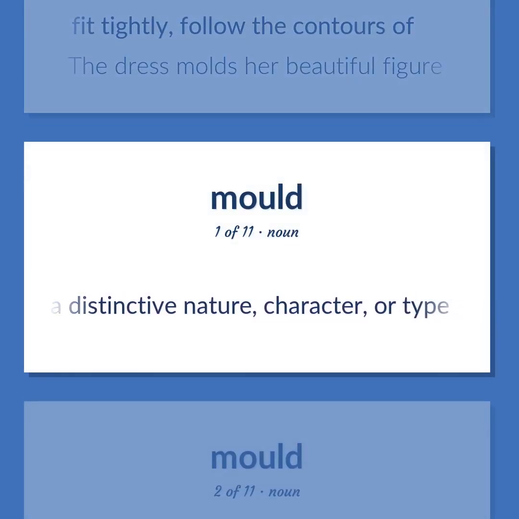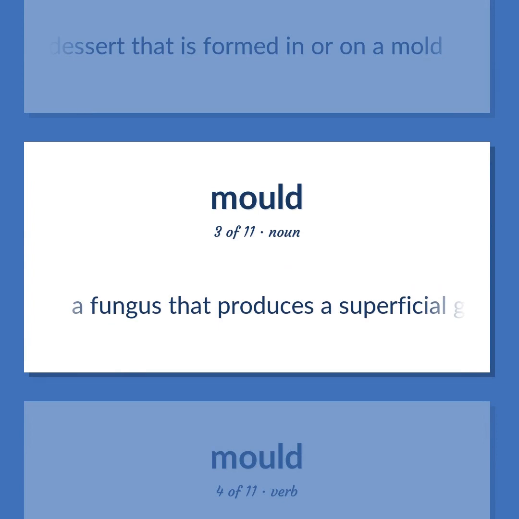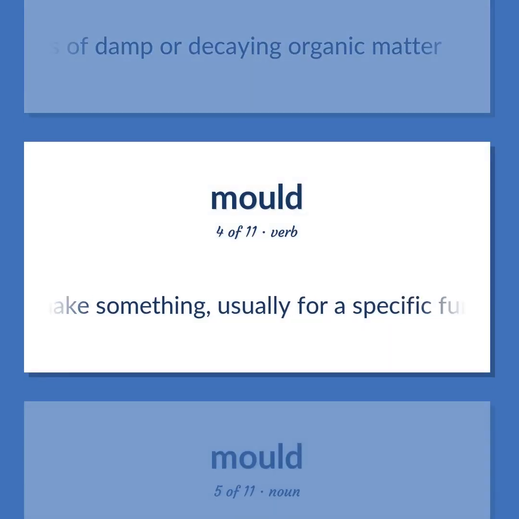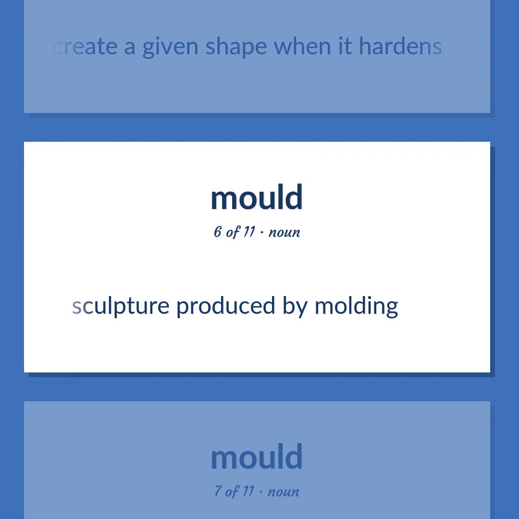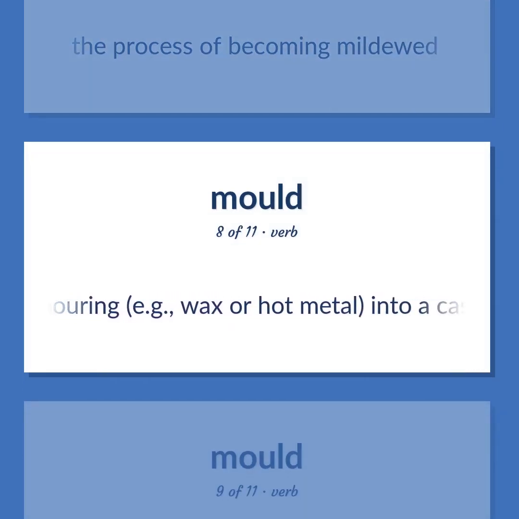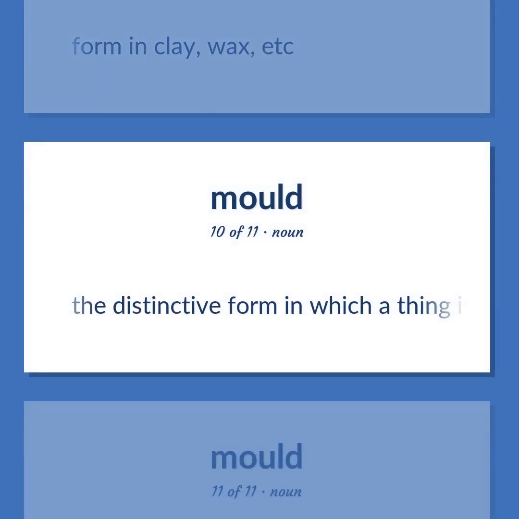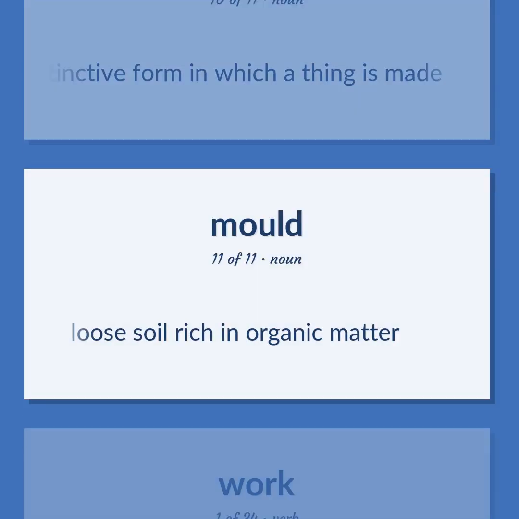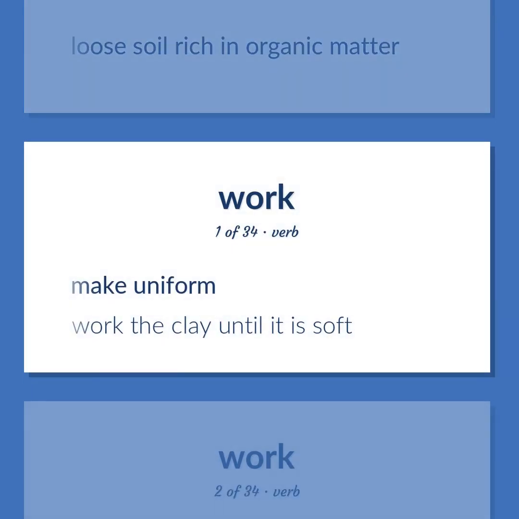A distinctive nature, character, or type. A dish or dessert that is formed in or on a mold. A fungus that produces a superficial growth on various kinds of damp or decaying organic matter. Make something, usually for a specific function. Container into which liquid is poured to create a given shape when it hardens. Sculpture produced by molding. The process of becoming mildewed. Form by pouring, e.g., wax or hot metal, into a cast or mold. Form in clay, wax, etc. The distinctive form in which a thing is made. Loose soil rich in organic matter. Make uniform. Work the clay until it is soft.